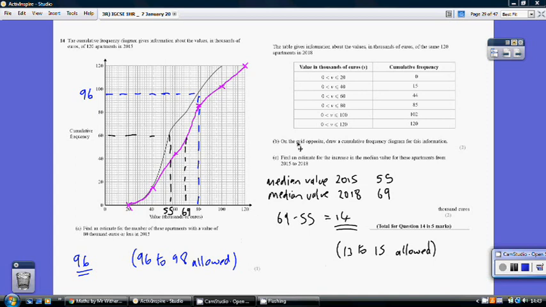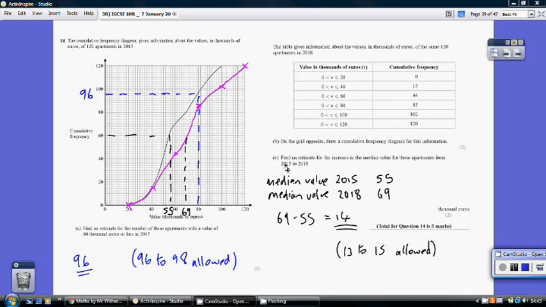Part B, on the grid opposite, draw a cumulative frequency diagram for this information here. So we just have to plot the points 20, 0, 40, 15, 60, 44, and so on, and then just join those with a gentle curve.